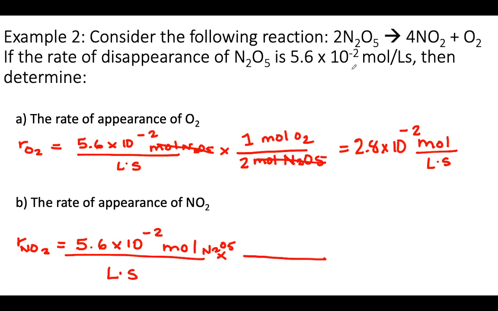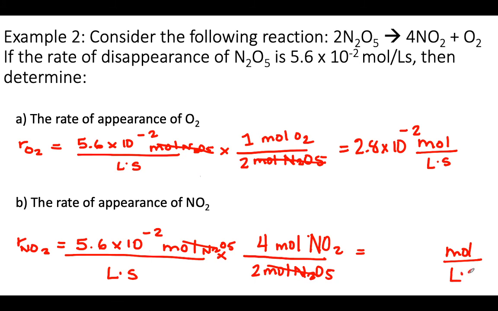So I look at the ratio between N2O5 and NO2. It's a 2:4 ratio. So at the bottom, I'm going to write 2 moles N2O5, 4 moles NO2. My moles of N2O5 cancel out. So my unit again is going to be moles per liter times second. That makes sense. It's a rate value. And if I multiply these values out, I'm going to get 1.1 times 10 to the power of negative 1. And that's it.